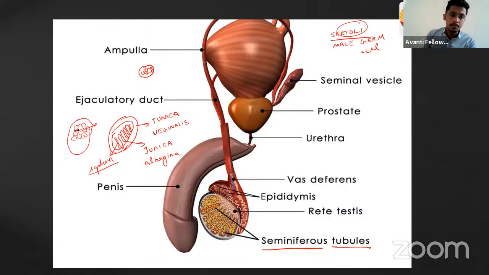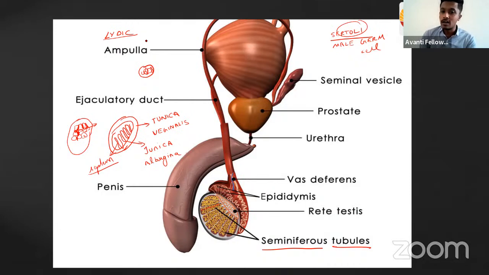The spaces present between the testicular lobules, which we call interstitial spaces, are filled by blood vessels, lymphatic tissue, nerve tissue, and also some important cells called interstitial cells, or Leydig cells. I'll write it here, Leydig cells. The Leydig cells, or interstitial cells, are important because they produce androgens or testosterone, which is very effective for spermatogenesis, development of secondary sexual characteristics in males, etc.